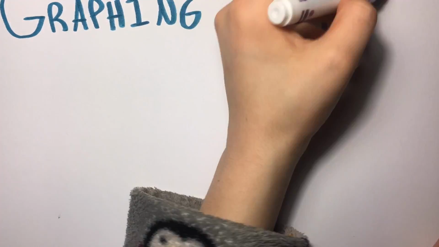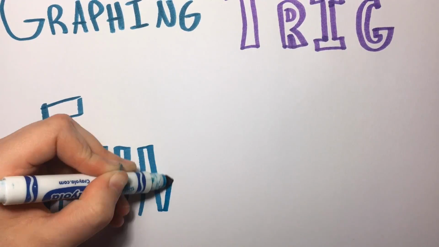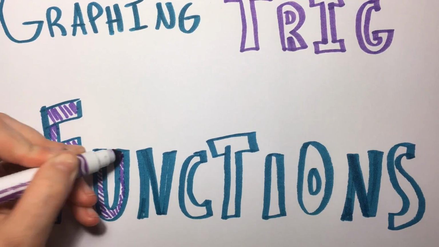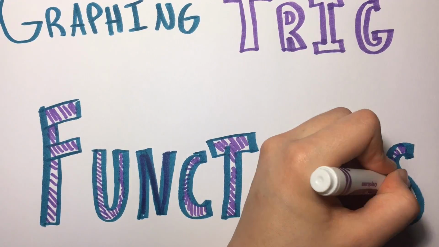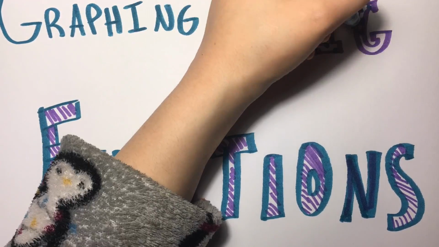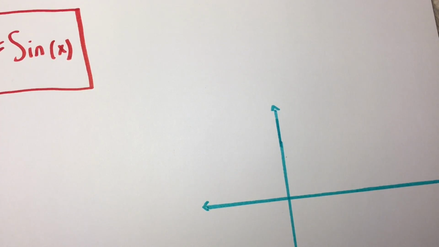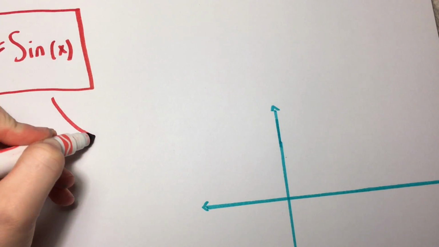Hello, my name is Lauren, and today I'm going to be showing you how to graph trig functions. The two that we're going to be looking at today are sine and cosine. You'll be learning how to write equations and graph them. Let's get started. We're going to be starting off by looking at the parent function of sine.